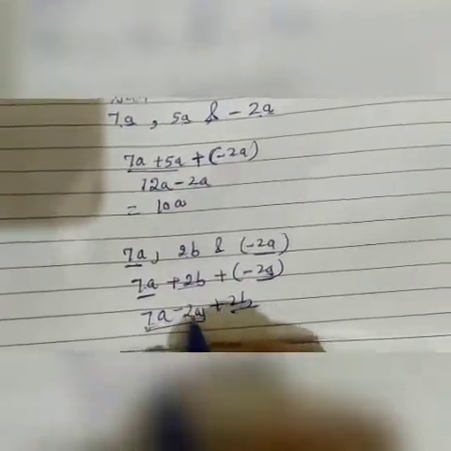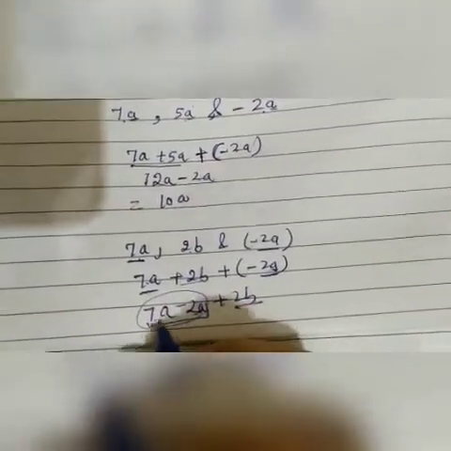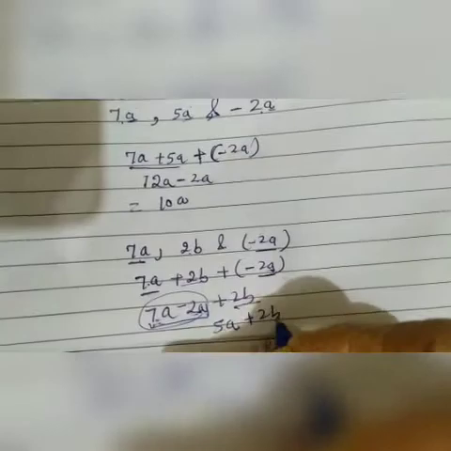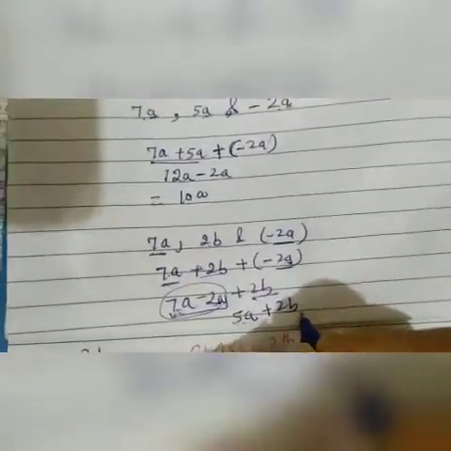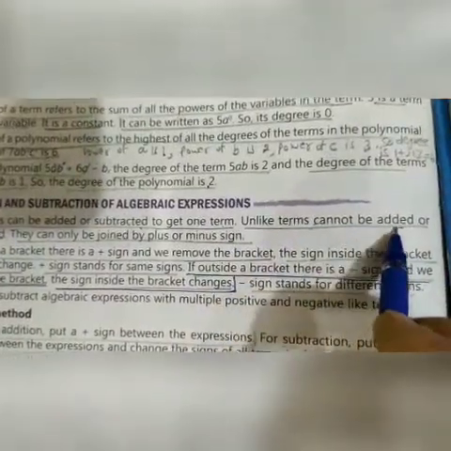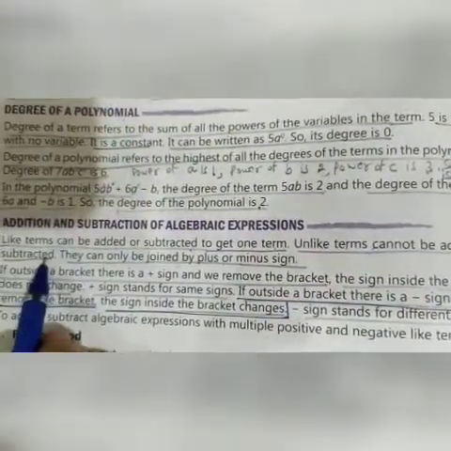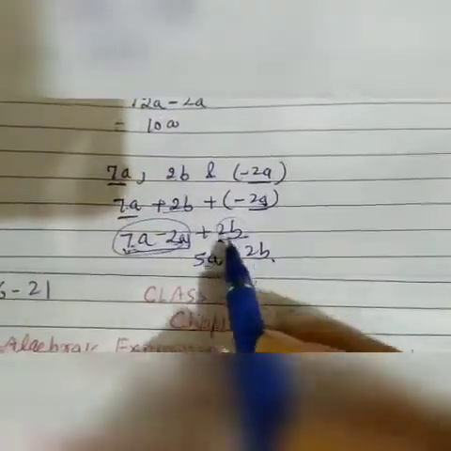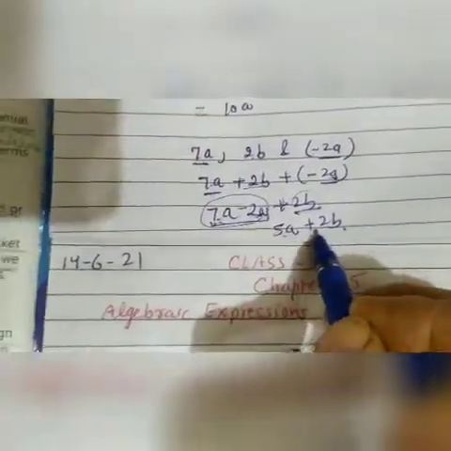Now we will simplify only these two like terms. 7a minus 2a means 5a, and this plus 2b will be written as it is. So what does that mean? Unlike terms cannot be added or subtracted. They can only be joined by a plus or minus sign. Here we have joined this unlike term by a plus sign because here it is plus.